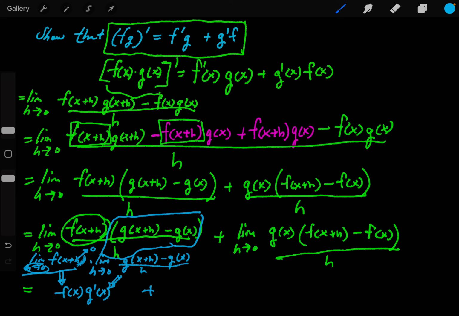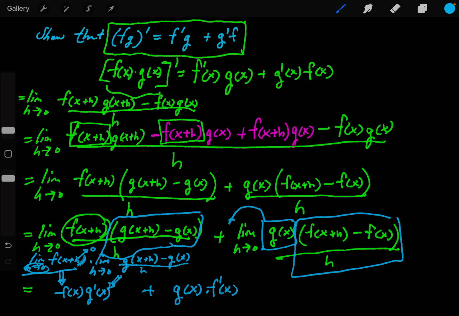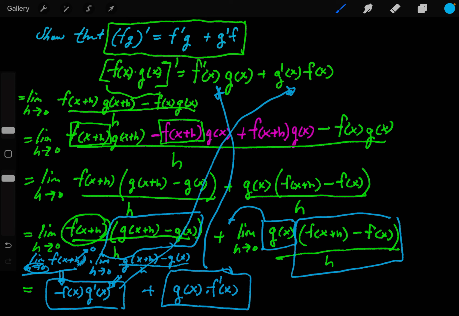Plus, I could run a similar game here, but it's even simpler because g of x isn't dependent upon h at all. So you could think of it as just taking it outside the limit, and you get g of x times what this is. But the limit as h goes to 0 of this is just f prime of x. And now I've shown what it is that I want. It's in a different order, but that's fine. This here is this, and this one here is this. And that is your differentiation rule for the derivative of a product. This is called the product rule.